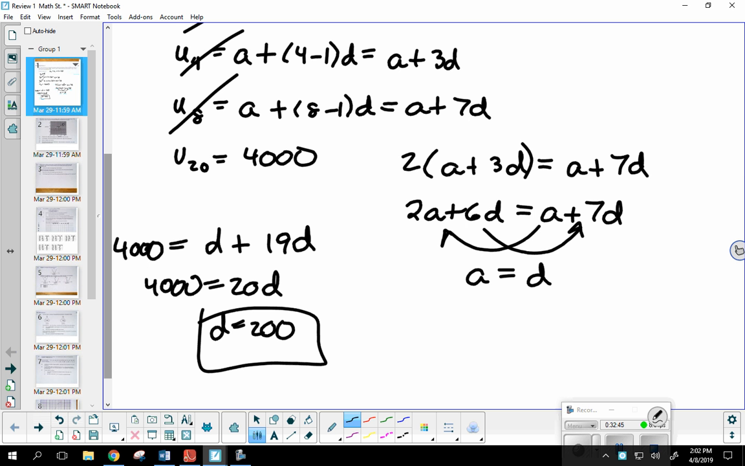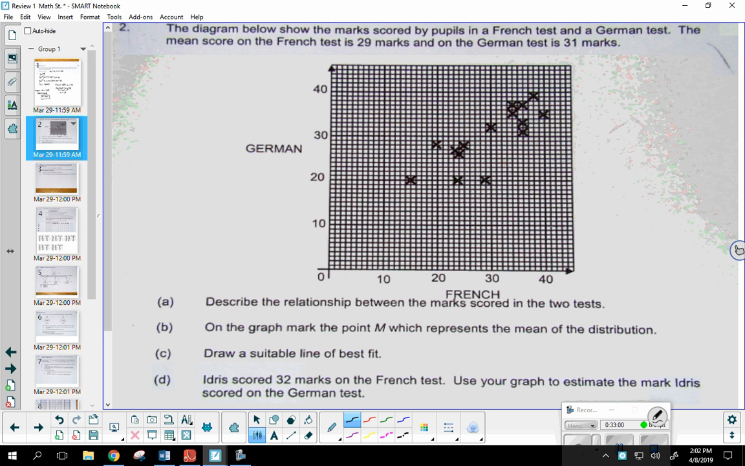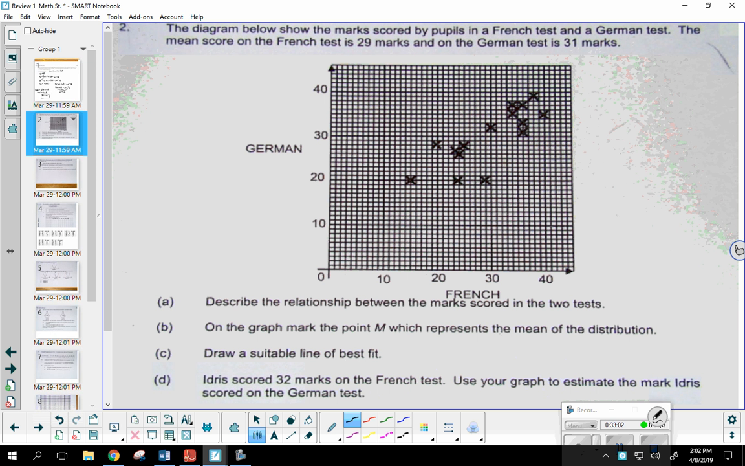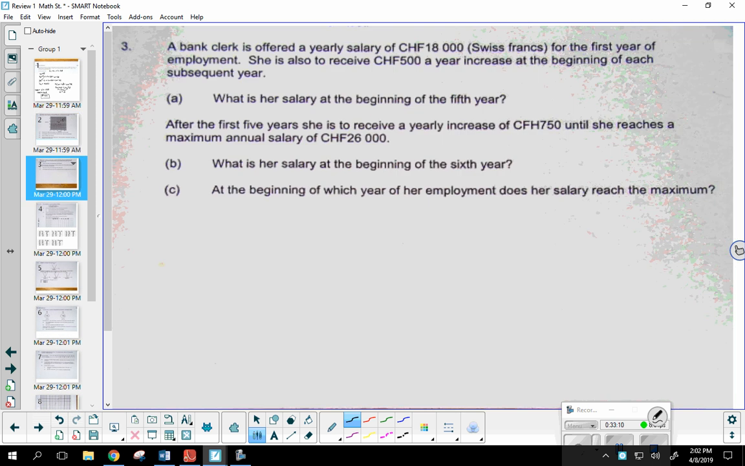That one's easy, right? How many people would have been able to get that right off the bat? That's why we practice this. Number 2 is just a scatter plot problem. We'll probably remember more about that than we did the sequences. Number 3 is another sequence problem. This one is using Swiss francs, but whatever kind of currency you're using does not matter. It's not applicable to the problem. Just work with those numbers.